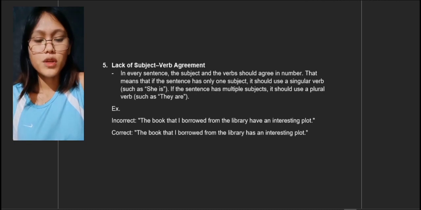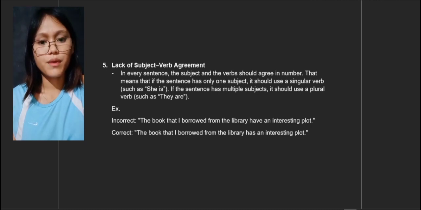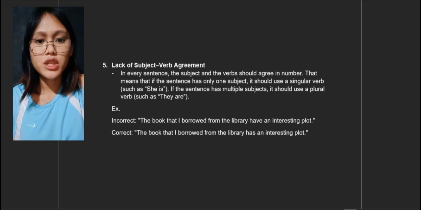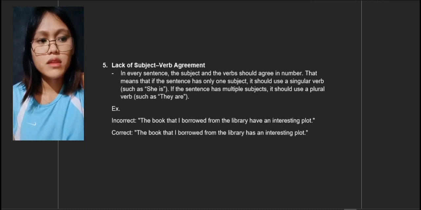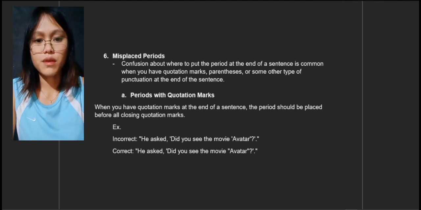Example: The book that I borrowed from the library have an interesting plot. So the correct one for this is: The book that I borrowed from the library has an interesting plot. The word that changed here is only "have" into "has". The sixth one is misplaced periods.